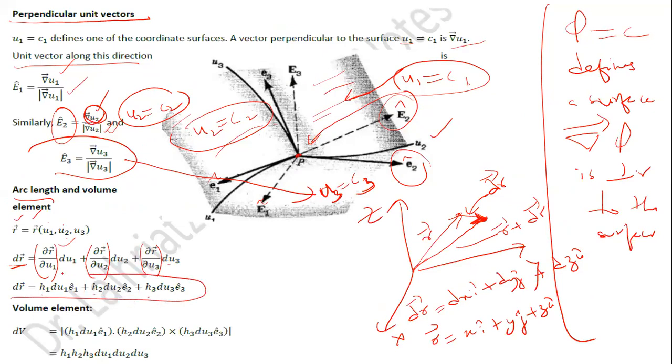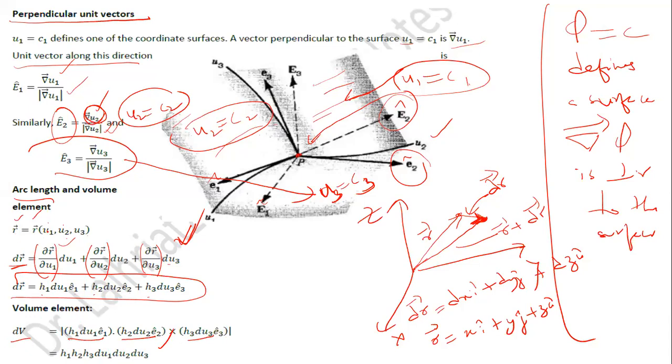so this is what you get as the arc length in the case of this orthogonal curvilinear coordinate system. So the volume element dv, you can take it as the triple product for this vector and this vector. If you take the magnitude of that triple product, this gives you the volume element in this orthogonal curvilinear coordinate system. So I hope you understand how we write this.